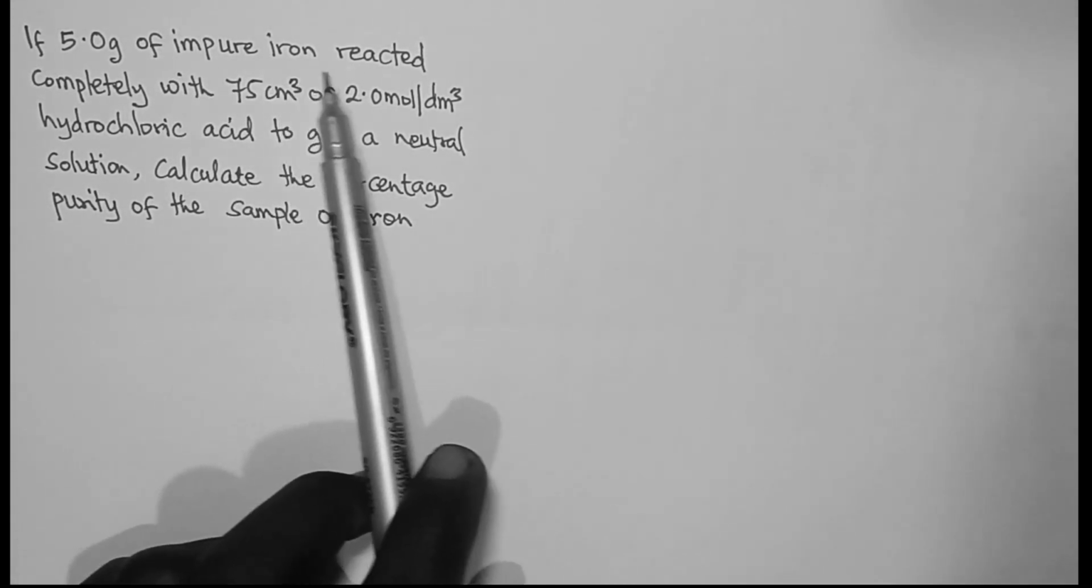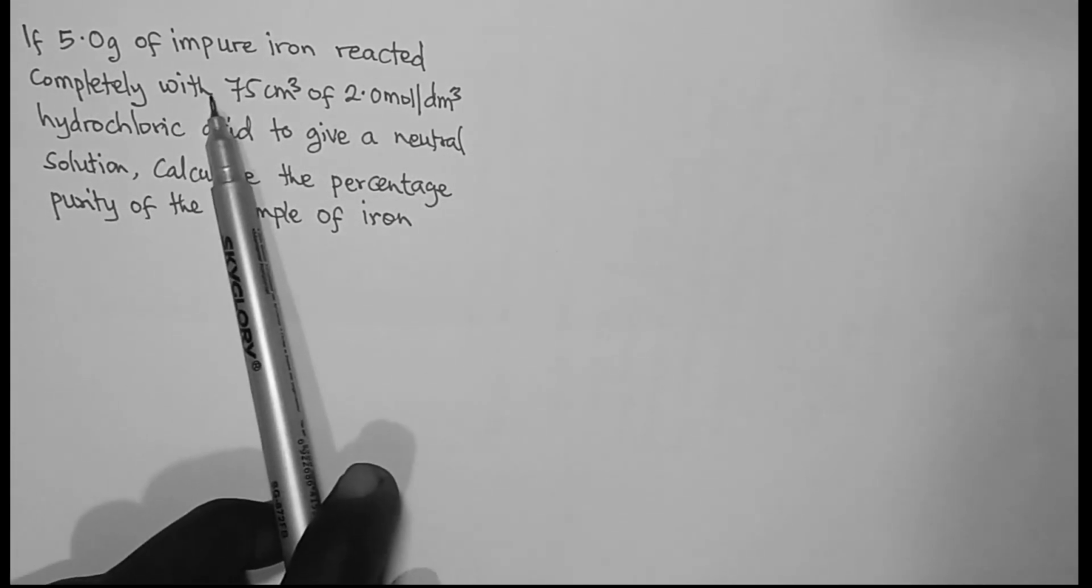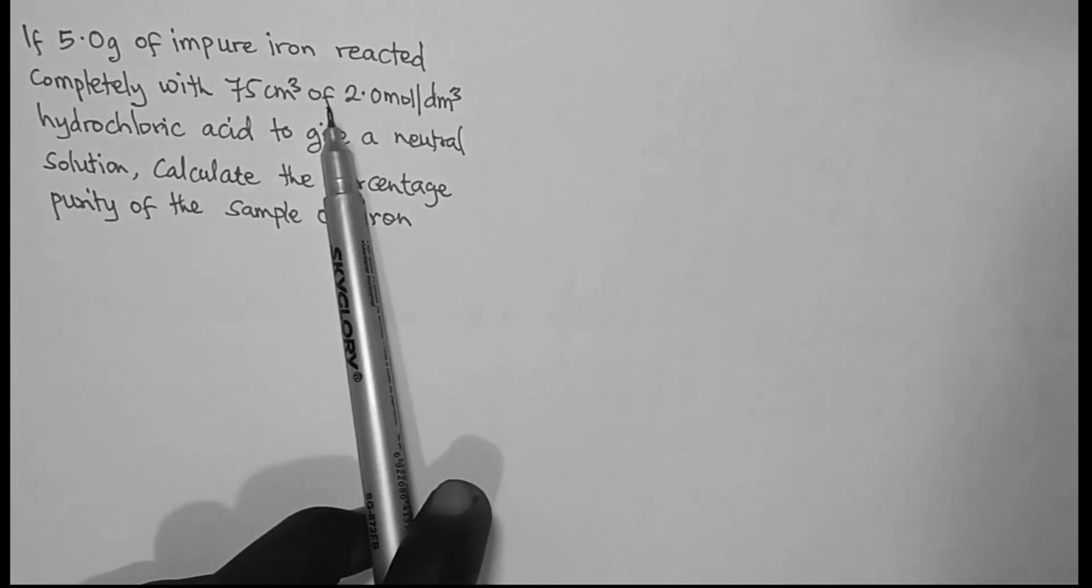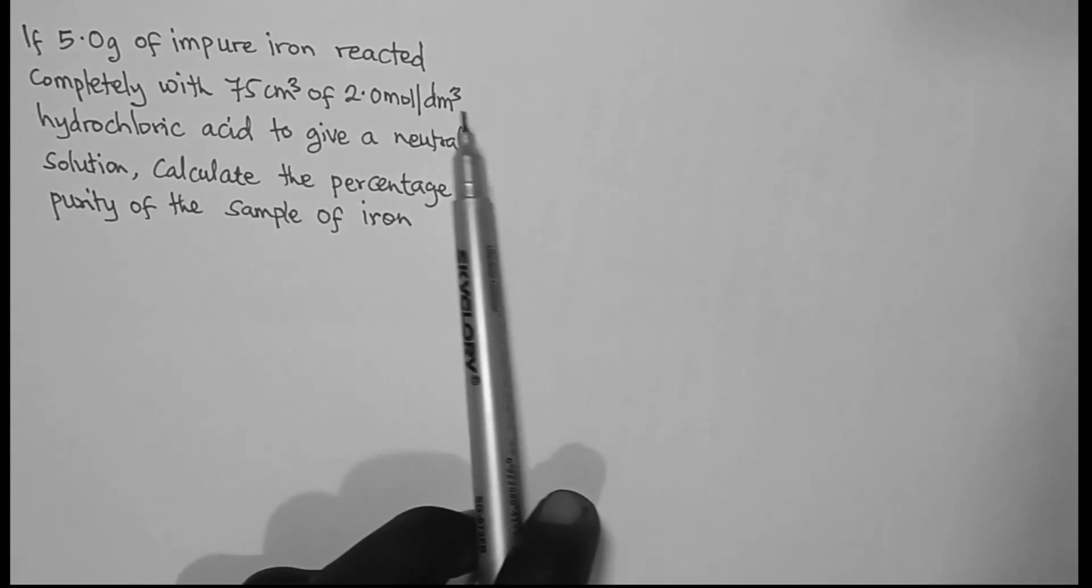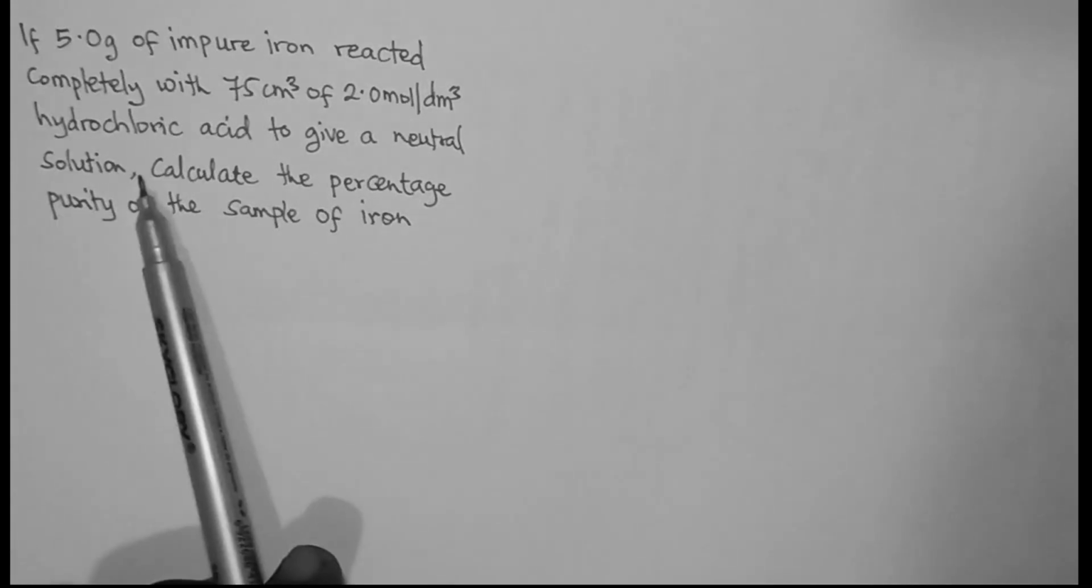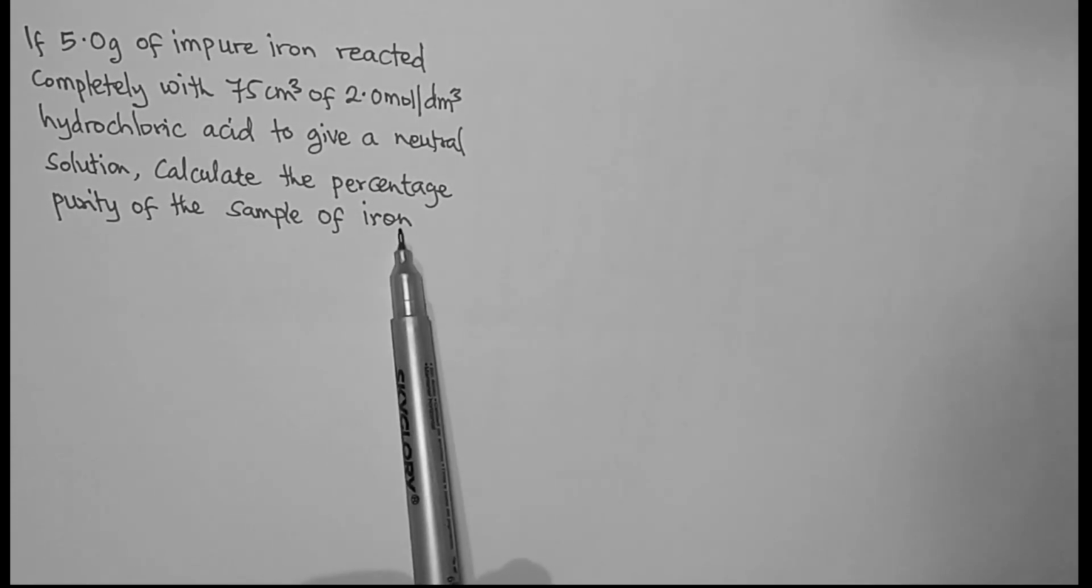So this is our problem of the day. If 5.0 grams of an impure iron reacted completely with 75 cm³ of 2.0 mol/dm³ hydrochloric acid to give a neutral solution, calculate the percentage purity of the sample of iron.